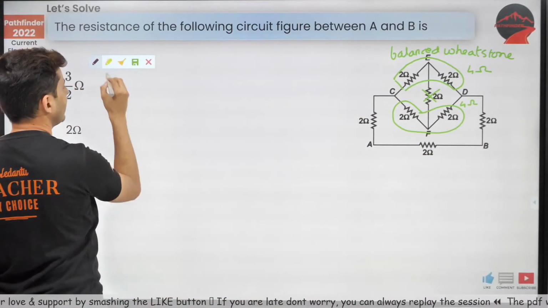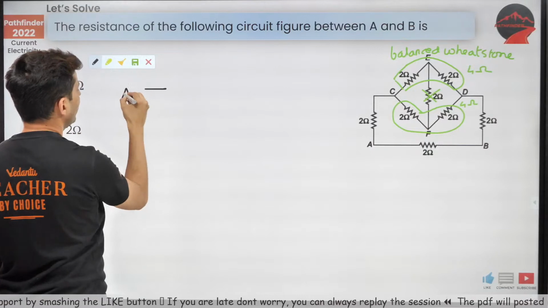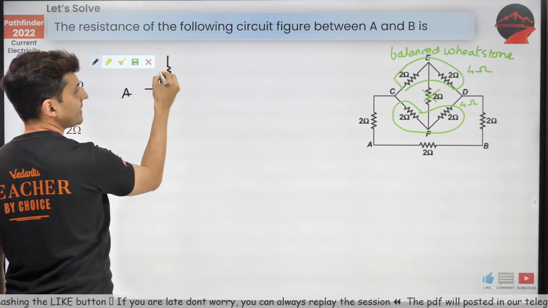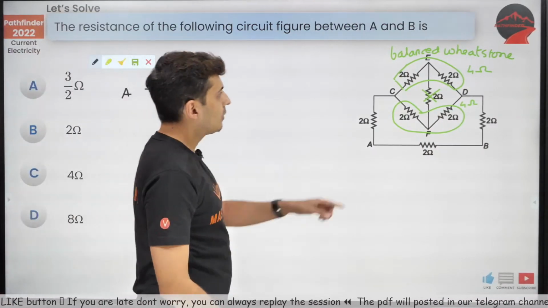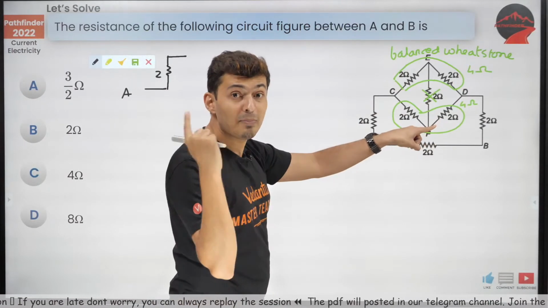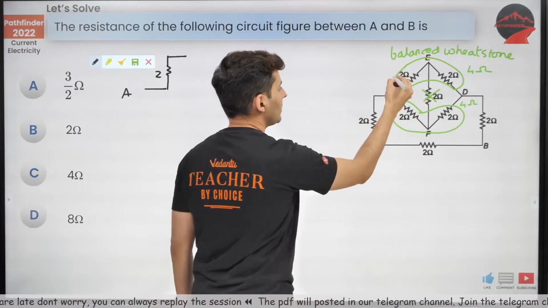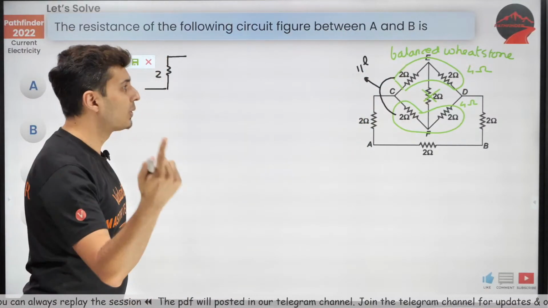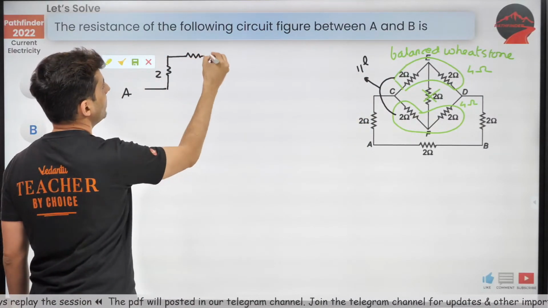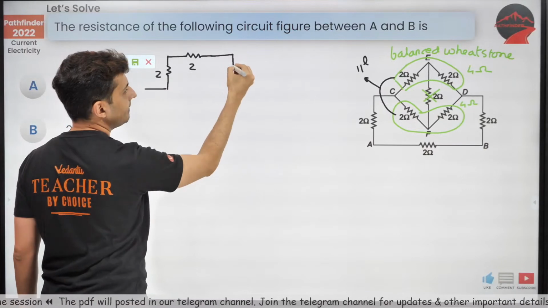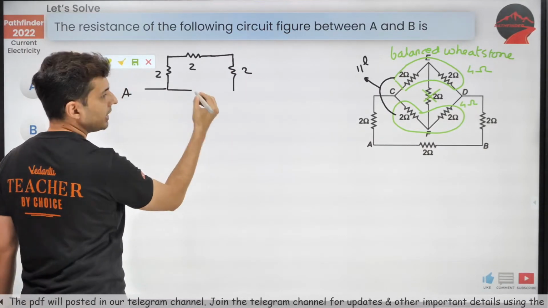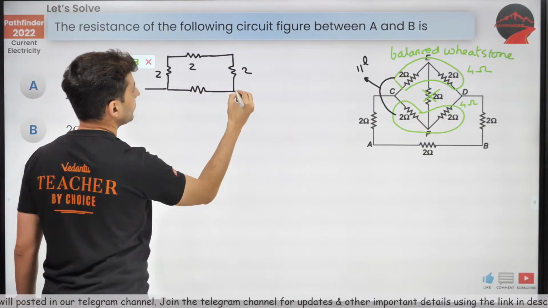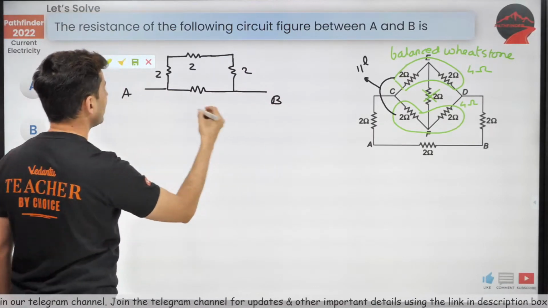Now let's redraw the circuit. So you have A over here, you have one more resistance of 2 ohm. Now this 4 and this 4 are in parallel. So 4 and 4 in parallel will become 2 ohm again, and we have one more 2 ohm here, and do not forget that 2 ohm below. So that's how it is. This is A and B.